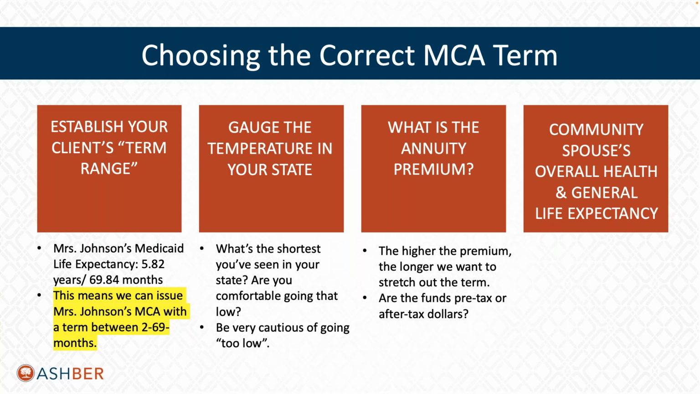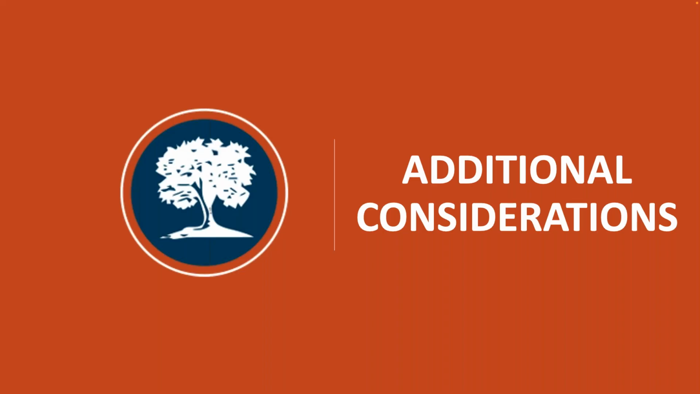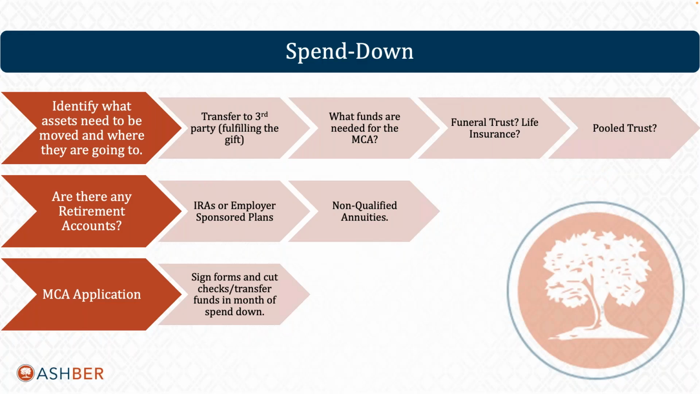money back more quickly. And then also we want to evaluate the community spouse's overall health and general life expectancy. That's another reason why we bring in the Medicaid life expectancy on this. But again, when you're looking at a client's age too, and they're in that 80s and especially mid 80s, I feel relatively uncomfortable choosing longer terms, because you kind of never know with those individuals. It can be sort of just like you never know when something might happen.